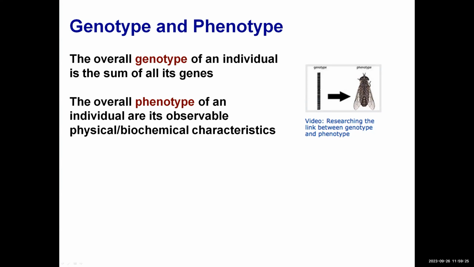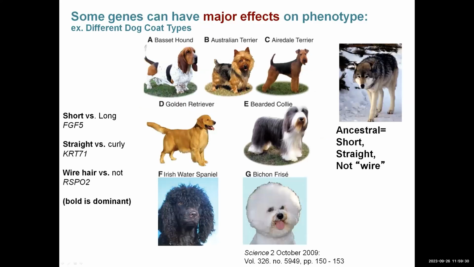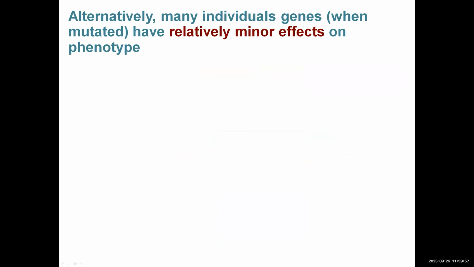Some genes have major effects on phenotype. For example, all of these genes have big effects, whether or not you have short versus long hair, or straight versus curly hair, or wire versus not wire hair, or whether or not you happen to have short legs or long legs. These are obvious phenotype differences that are caused by mutations in single genes. But the vast majority of mutations have very minor effects.